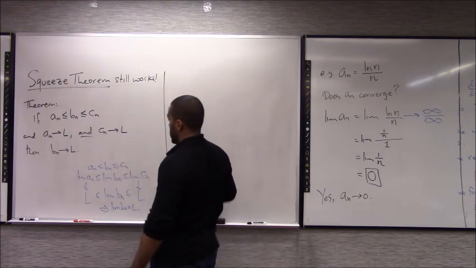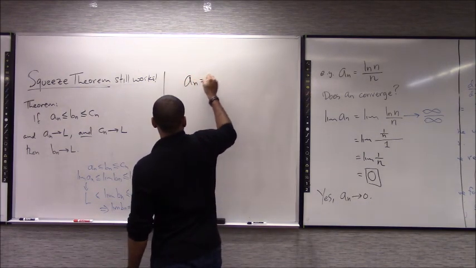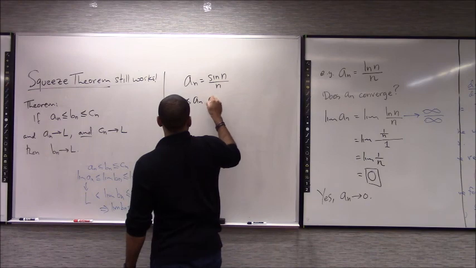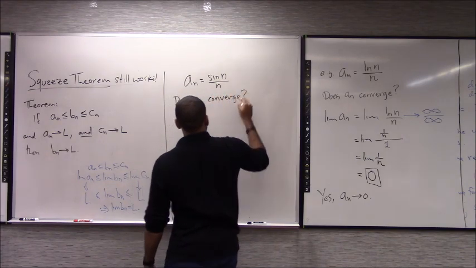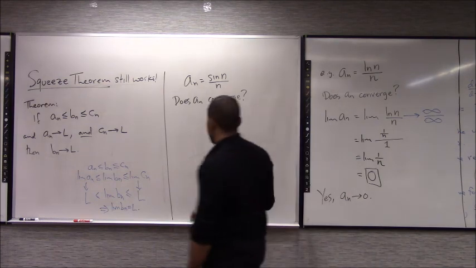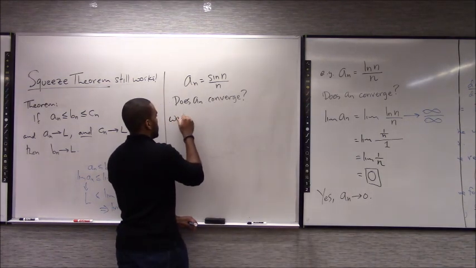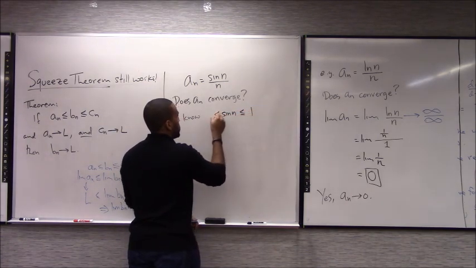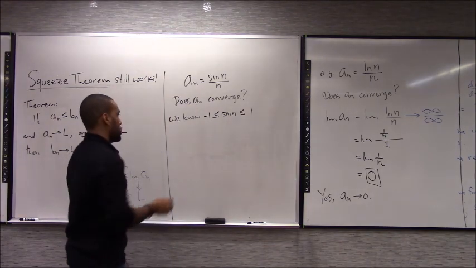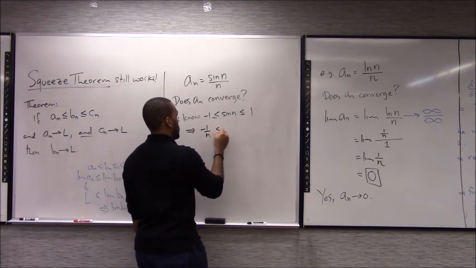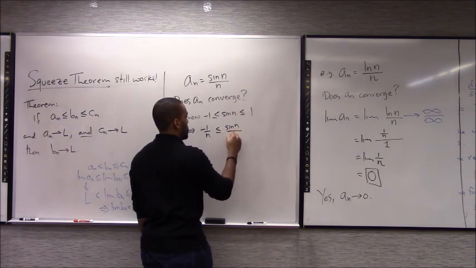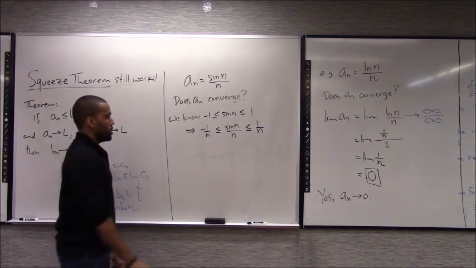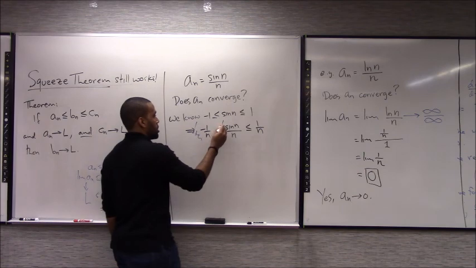So if I were to ask you something like a_n equals sine n over n, does a_n converge? Well, we know that sine of n is going to be between minus 1 and 1, which means we can divide everyone by n. n is a positive number because it's going to be 1 or larger, and so the inequality signs remain the same. Then what I can do is take the limit of everybody.